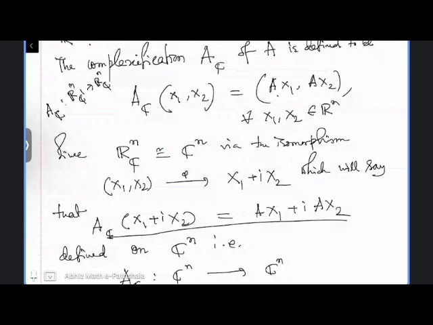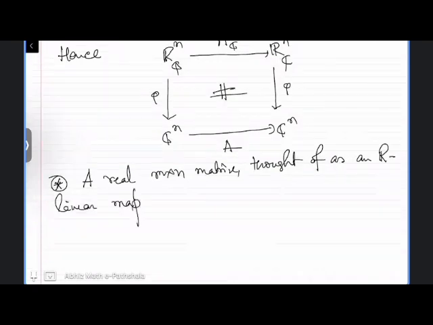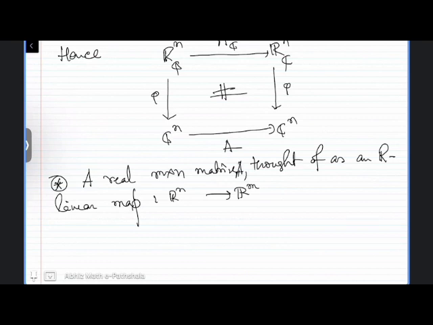Yes. So this is for number 2. So any real m cross n matrix, thought of as an R-linear map from Rn to Rn, right? You can name the matrix A. So A is a map from Rn to Rn. So it can be viewed as a C-linear map.